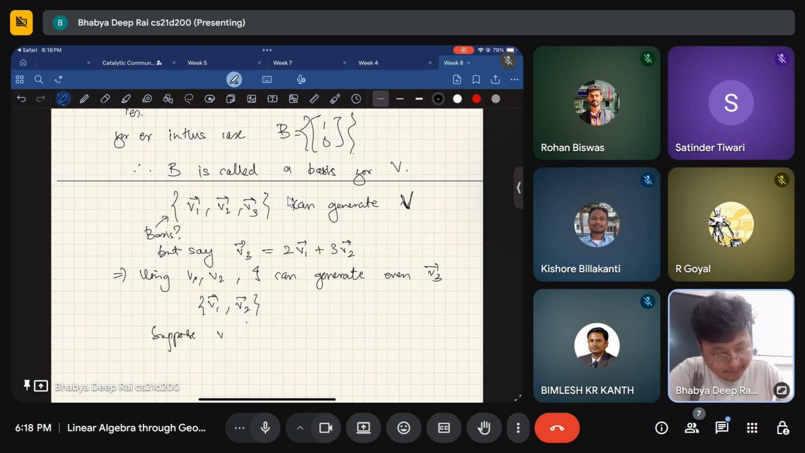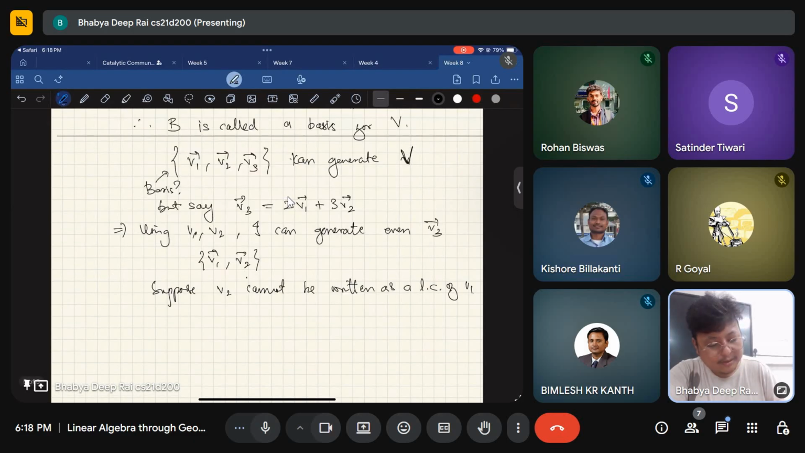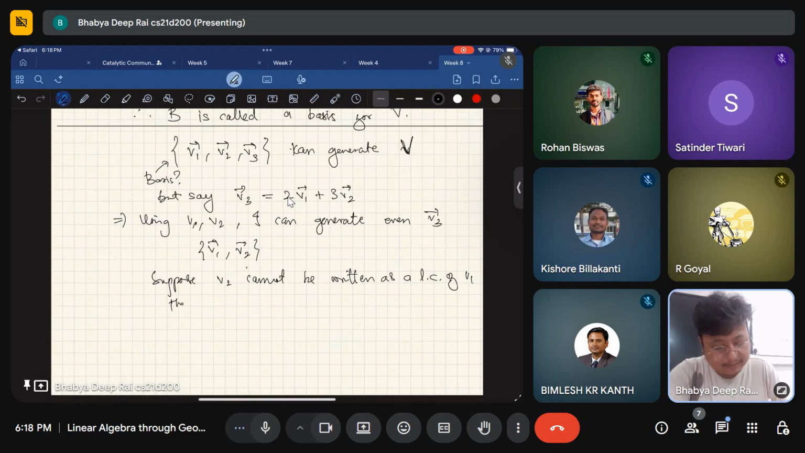Suppose v2 cannot be written as a linear combination of v1, then the basis is this, v1, v2, because I cannot do a smaller set than this.